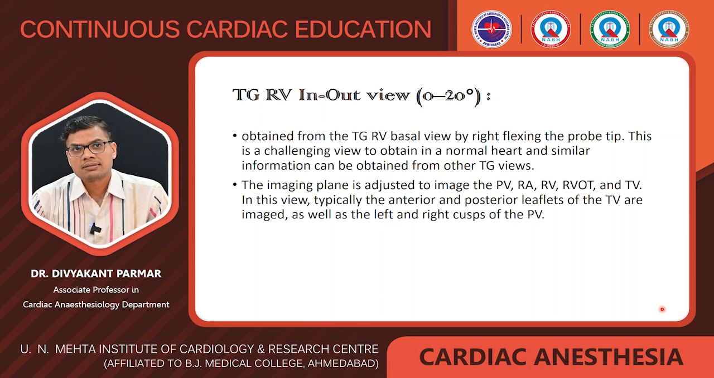The other imaging method is that from the transgastric mid short axis view, we have to rotate the probe to the right side and center the RV. Then we have to increase the transducer angle up to 90 to 100 or 110 degrees. Then we can also see this view.